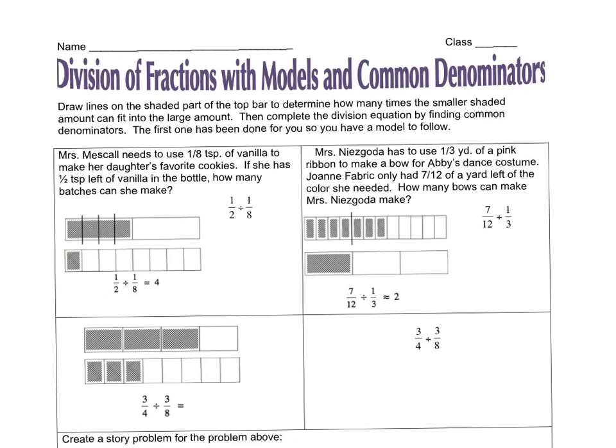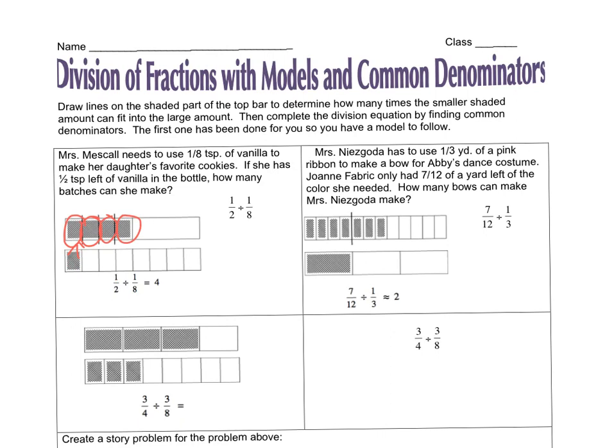As you can see from the model, the 1/2 teaspoon of vanilla that Mrs. Meskel has can be easily split up into 1/8 right here, as that piece can fit up here, another 1/8, another 1/8, and another 1/8. So Mrs. Meskel can make 4 batches of cookies.